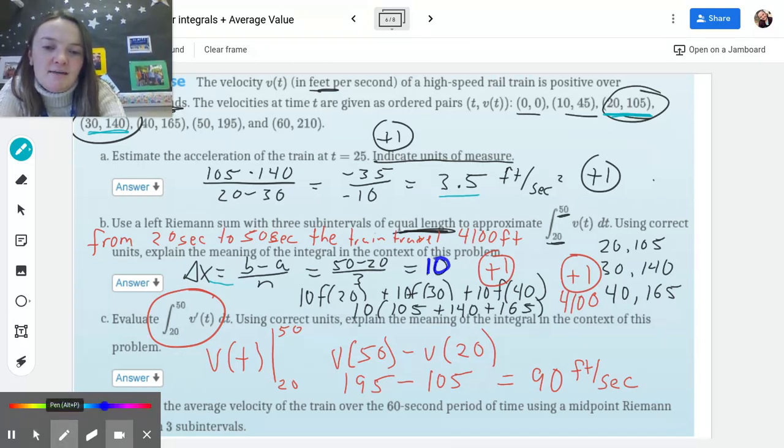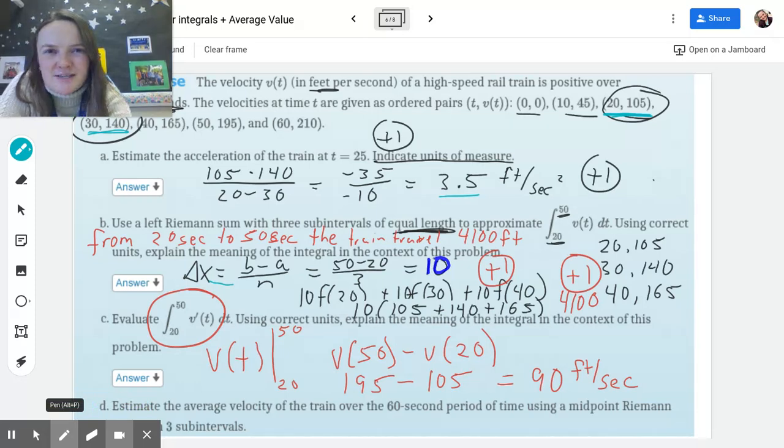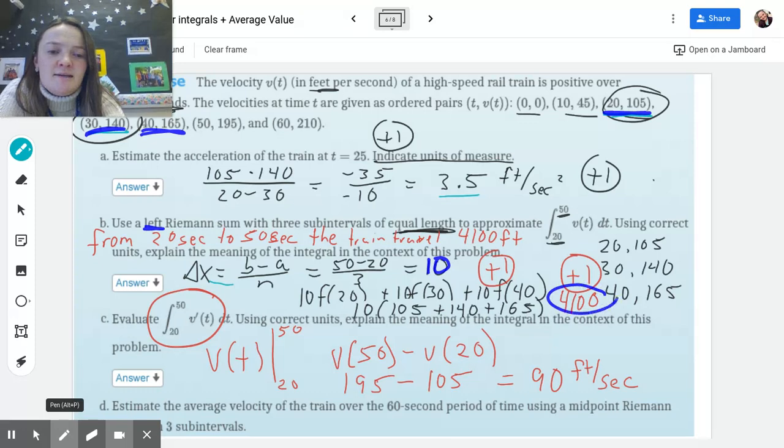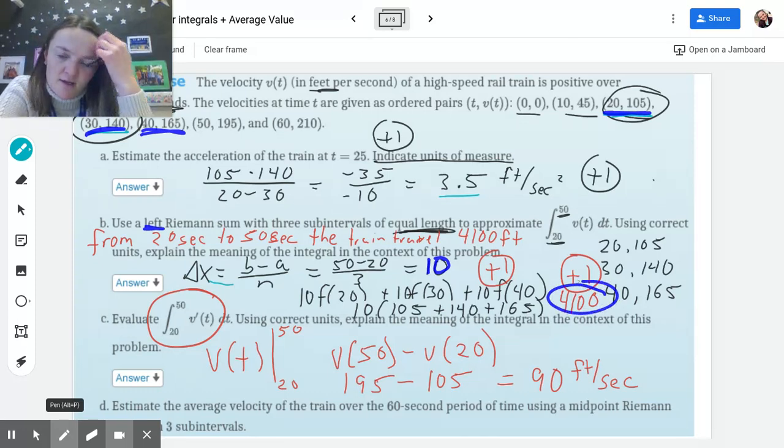which is going to be 10. All I need to do now is add up 3 rectangles starting on the, where does it say? Left. So starting on the left means I'm going to start on the leftmost value, which is 20, and then move 3 rectangles after that. So we're going to end on 40. We're going to have 10 times f of 20 plus 10 times f of 30 plus 10 times f of 40, which is going to end up being 1,400. Not 1,400, 4,100.